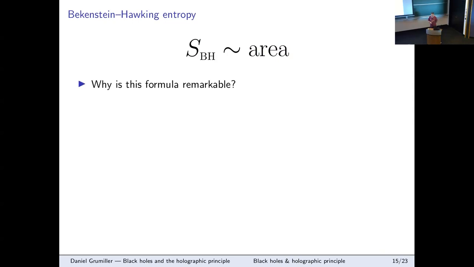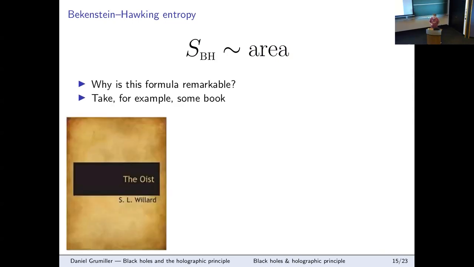Why is it remarkable? Well, I tried to find, again, a simple analogy. So since entropy has to do with information, well, a basic entity that contains information is a book. I Googled for some book on OIST, and this is what I found, The OIST by Willard. I was not able to uncover what's the content of this book, but I assume it has some content. If you want to know how much information is in this book, it's not sufficient to look at the cover. The cover doesn't tell you how much information is in the book.